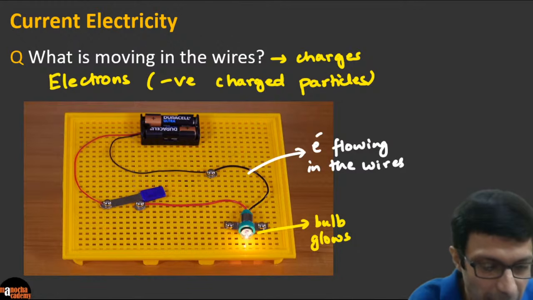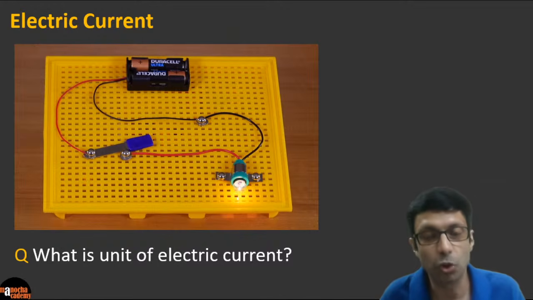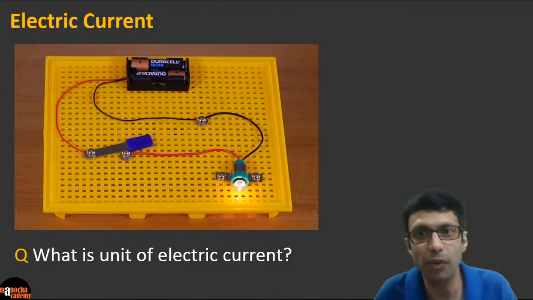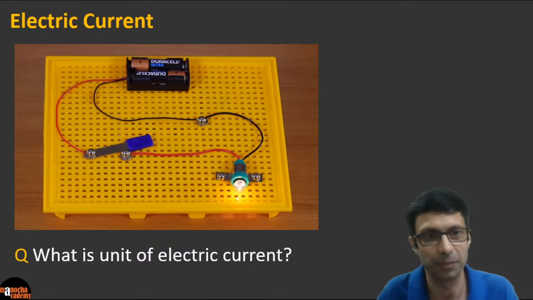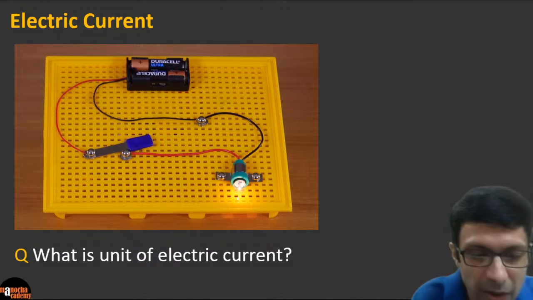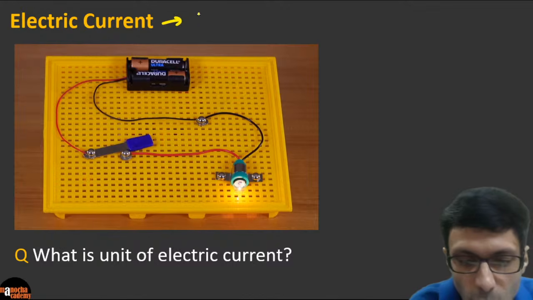Superb, absolutely right. You guys rock. And so we can talk about this movement of electric charges, right? That is known as electric current. So what is electric current? We can define it as the flow of electric charges.